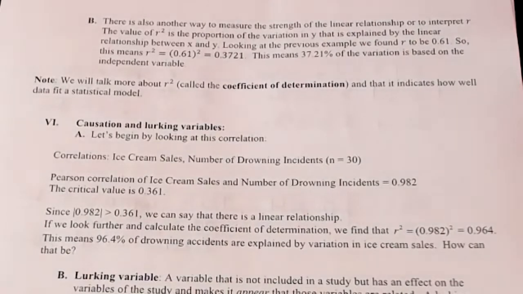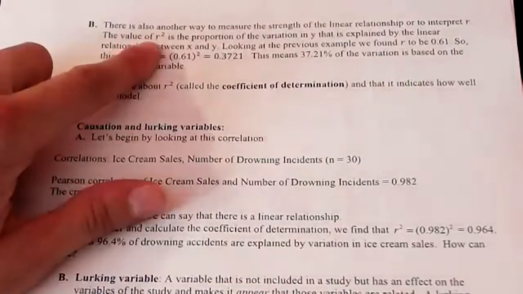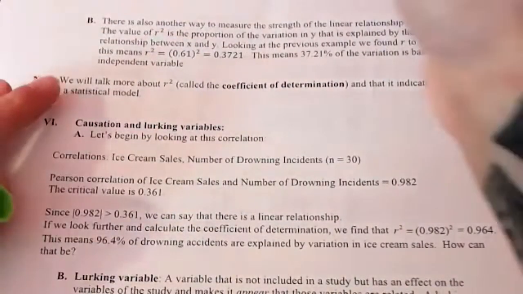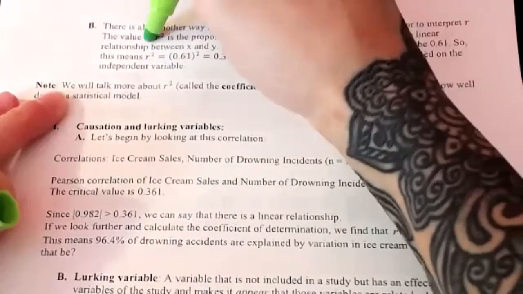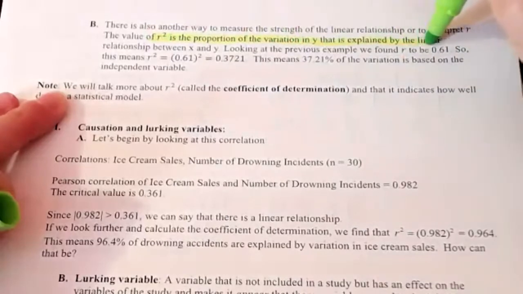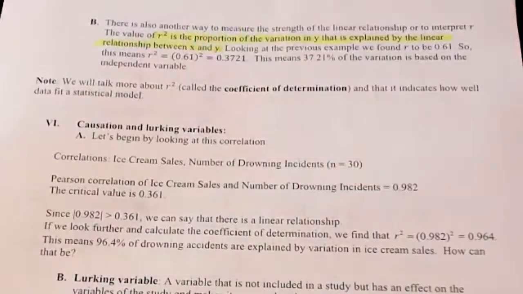There is also another way to measure the strength of the linear relationship or to interpret R, the Pearson correlation coefficient. The value of R squared, this is important. Why don't we highlight it? The value of R squared is the proportion of the variation in Y that is explained by the linear relationship between X and Y. That's a mouthful, but I'll explain what that means.